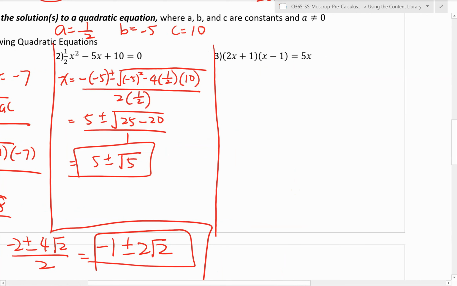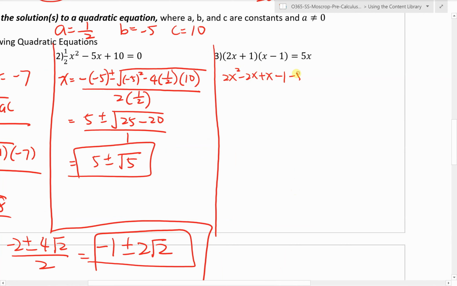Okay, last example, part C, or the third one here. So this one is not equal to 0. So what you need to do first is to make it equal to 0. You need to expand and move everything to one side. So we need to FOIL this. So this is going to be 2x squared minus 2x plus x minus 1.